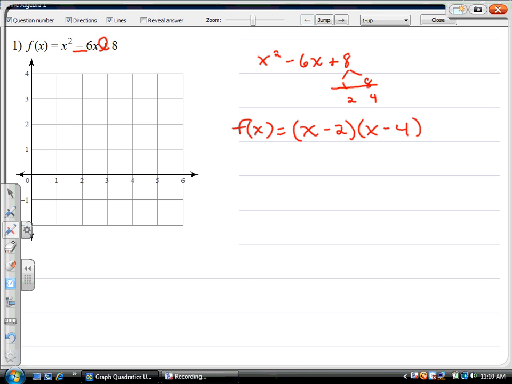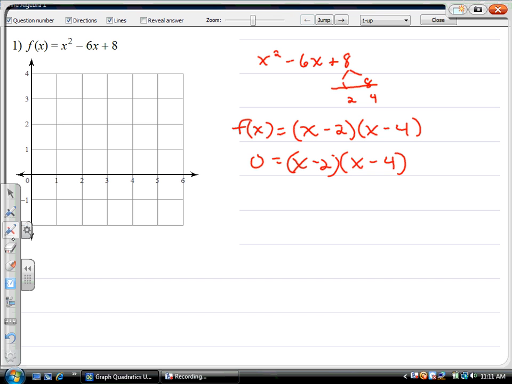Now the advantage to having an equation in standard form that can be factored is that finding the x-intercepts is very simple. It's going to be the opposite of the signs of our factors. And remember what x-intercept means: where y is 0, or where your function is equal to 0. So basically it's 0 equals x minus 2 times x minus 4.